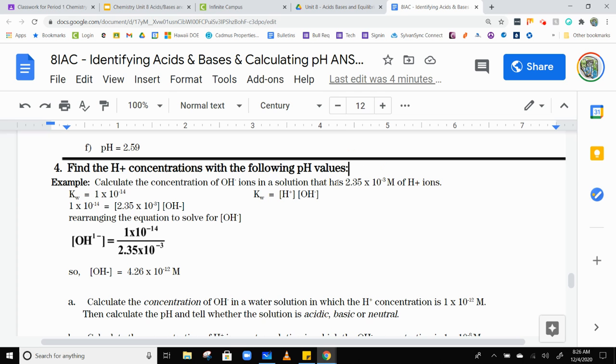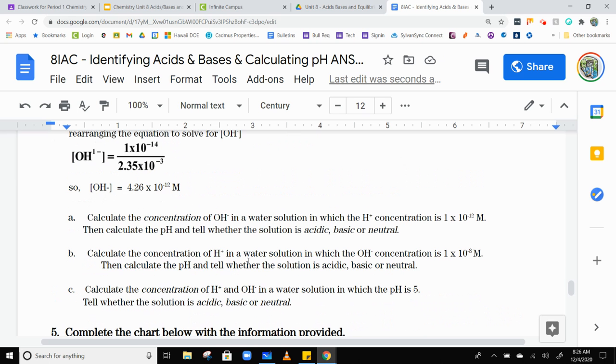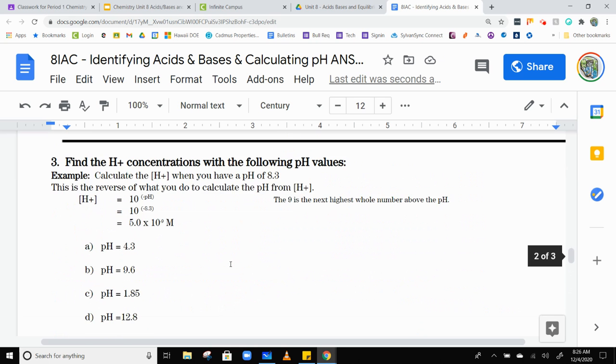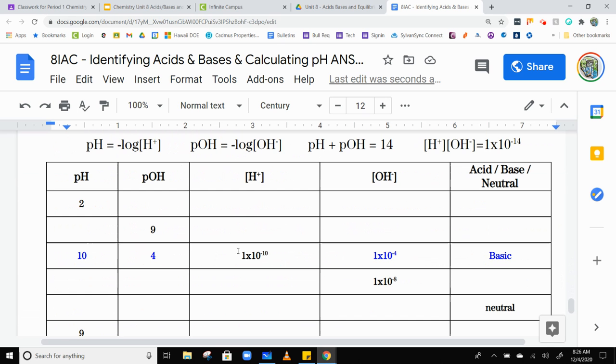Sorry about that. The directions are wrong. I'll have to fix that. It should say find H plus or OH minus concentrations using Kw. I should say that. Sorry about that. Directions are wrong, but the rest is right. So once you practice that, now you'll be able to figure out H plus, OH minus. You have ways to figure out all those things. Then you've got to fill in this chart.